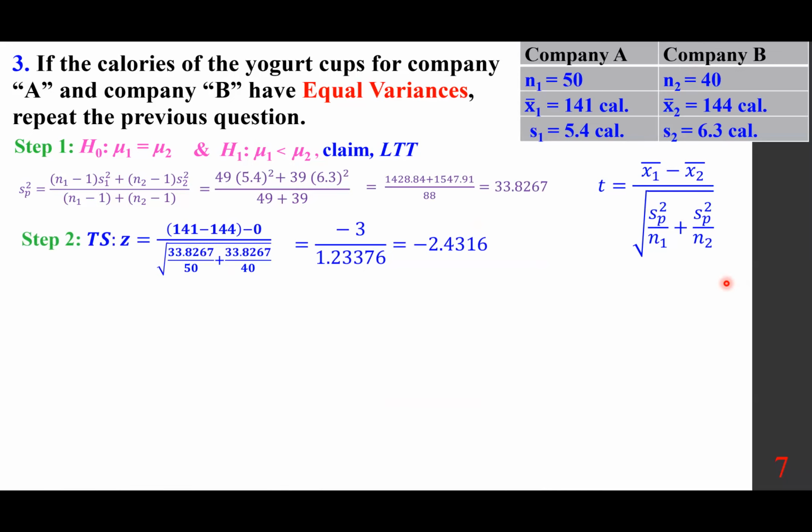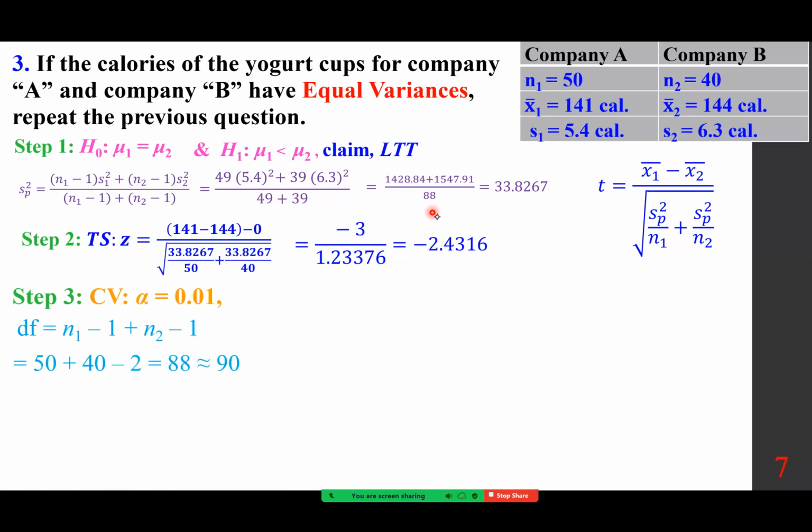Alpha is still the same, alpha 0.01, but the degrees of freedom is the sum of the degrees of freedom, this 88, which means n1 minus 1 plus n2 minus 1. So 50 minus 1, 40 minus 1, add them up, 88. Now, why did I put almost 90? Again, the limitation of a table. If you're using technology, you have 88, you have the answer, you're done. But if you're using a table, it may not have 88. If it has it, use 88. If it doesn't, then the closest number to 88 in the table that you use most likely should be 90.